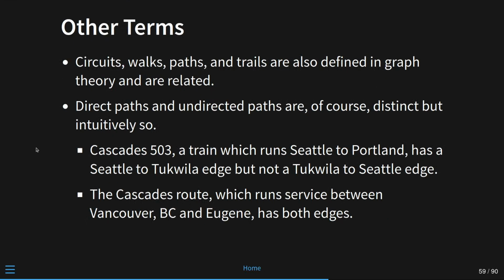Circuits, walks, paths, and trails are also defined in graph theory. The other way I would have taught this other than transitive closure is with paths. Directed paths and undirected paths are not the same thing. But they're useful when you don't want to take the whole transitive closure, basically.